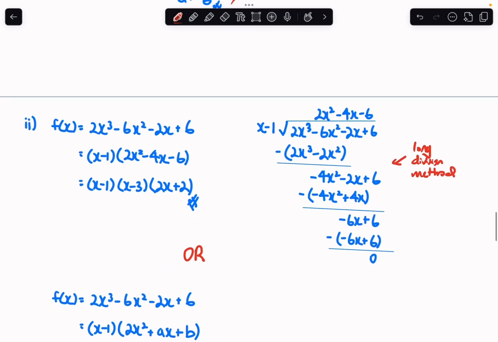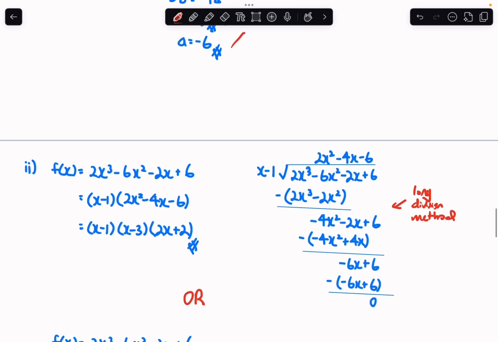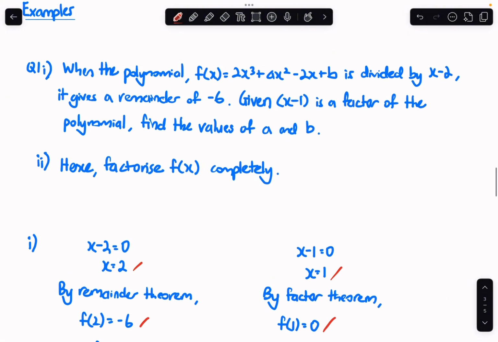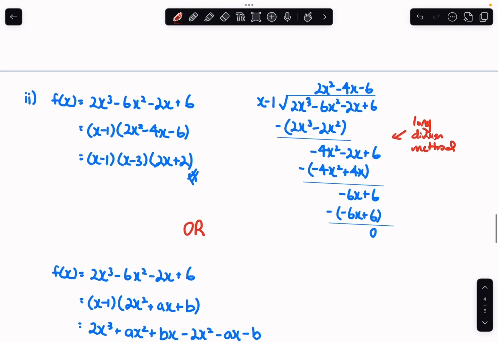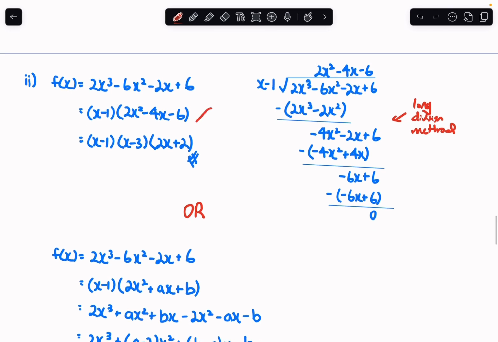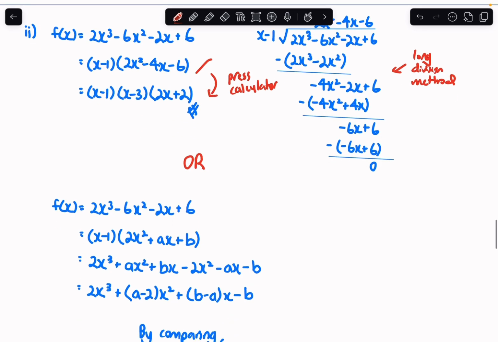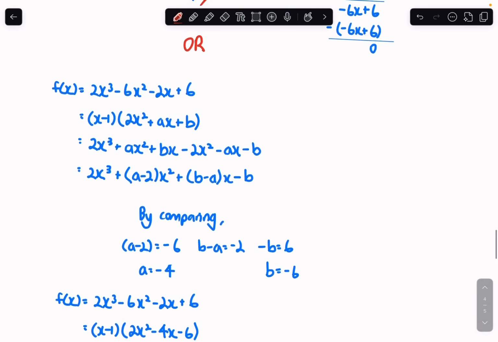Long division method. So we simply take the whole polynomial and we divide it by the factor. Then we do our long division, we should get this. Then from this step to this step, we just press calculator, can already. Yeah, then we get an answer. Okay, so there's a second method to this.